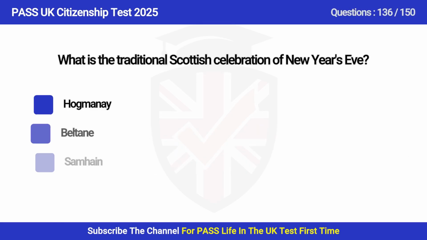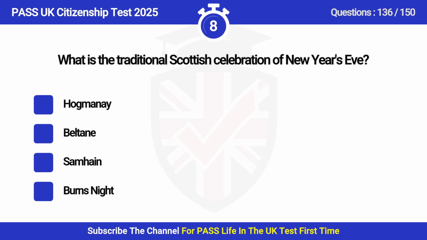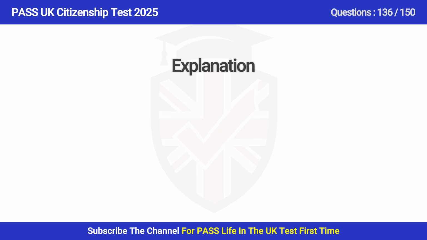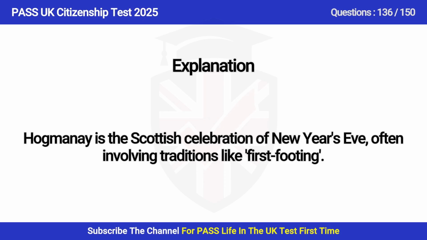Question 136. What is the traditional Scottish celebration of New Year's Eve? A. Hogmanay. B. Beltane. C. Samhain. D. Burns Night. Answer is A. Hogmanay. Hogmanay is the Scottish celebration of New Year's Eve, often involving traditions like first footing.